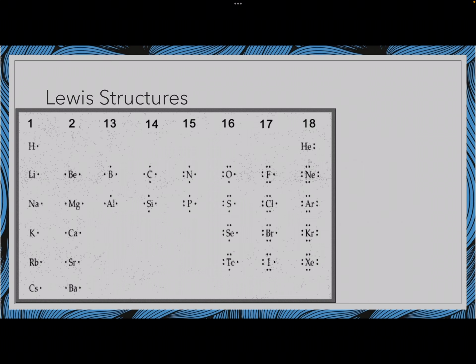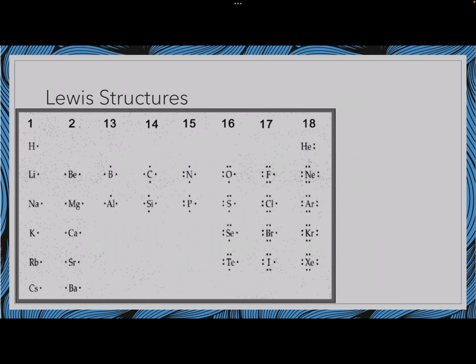Okay, so our group 1 atoms all have that 1 valence electron. Group 2 have 2 valence electrons, so on and so forth. You know, carbon's got 4, fluorine's got 7, neon's got 8. Okay, so these are the only ones that we're going to need to know.